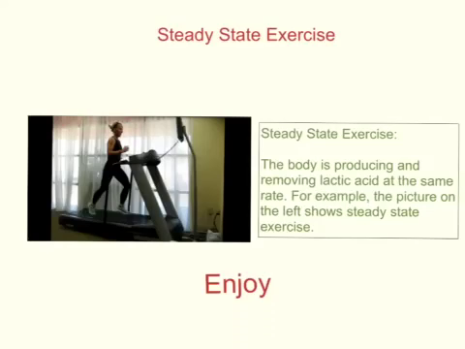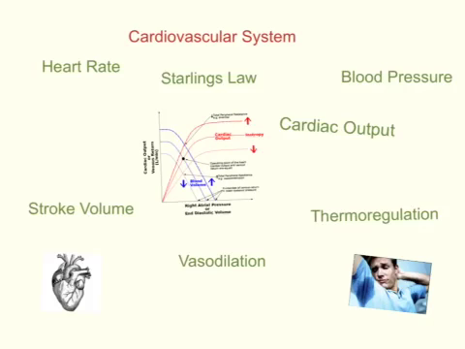You would run on a treadmill for a long time to increase cardio, which would basically mean steady state exercise will be happening. During steady state exercise, the heart rate will increase depending on how intense the exercise is. Over a long period of steady state exercise, you will find a decrease in resting heart rate. Blood pressure is affected both during and after steady state exercise.